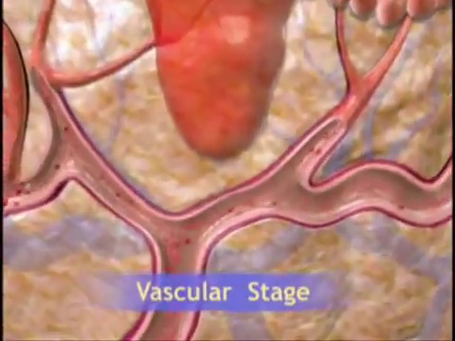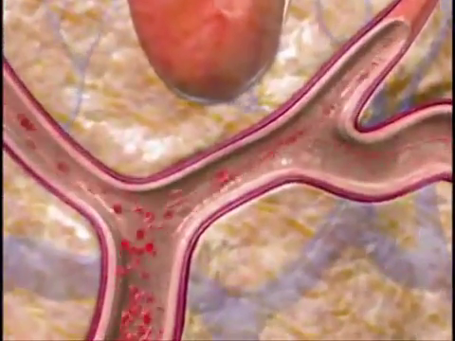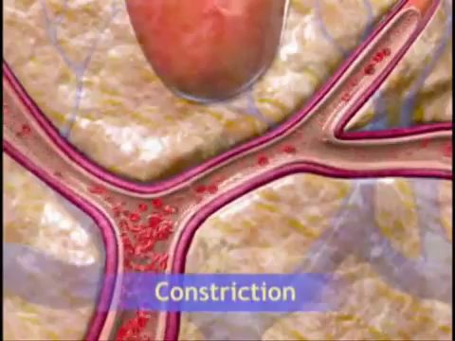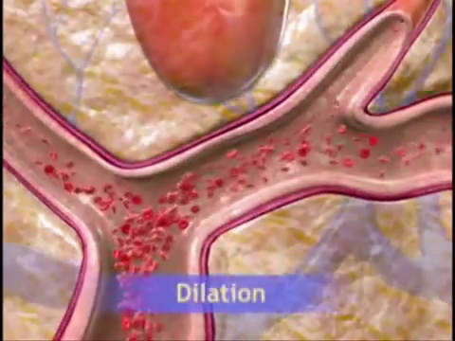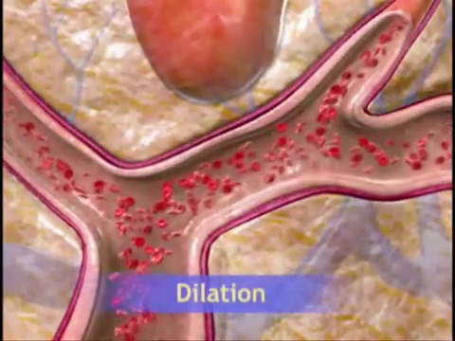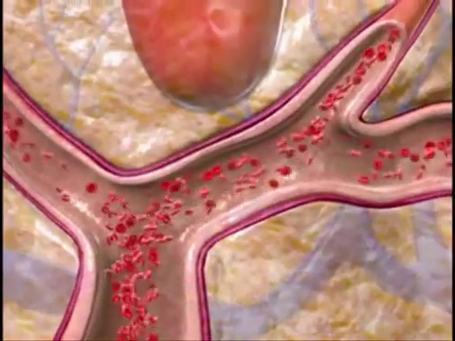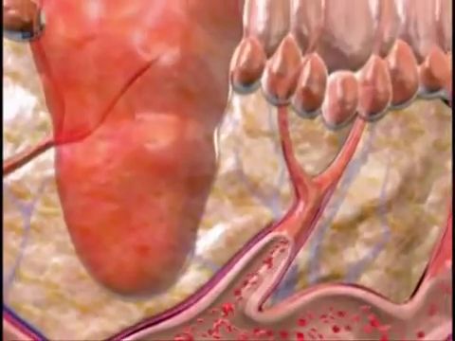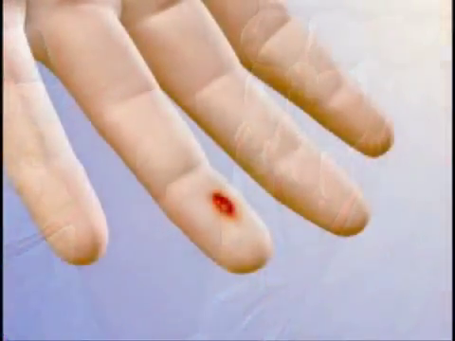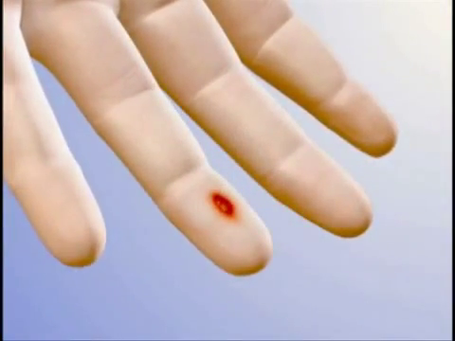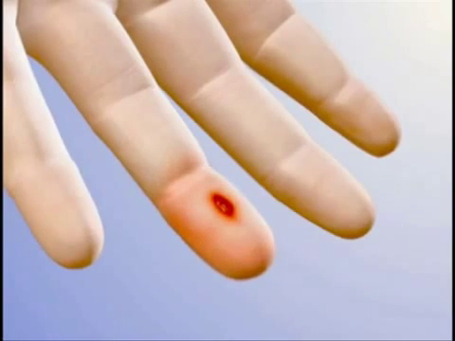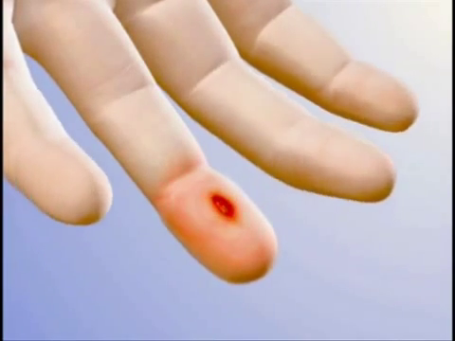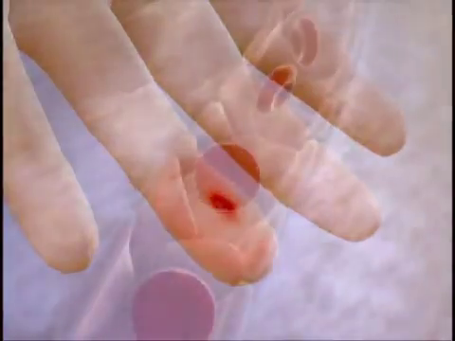In the vascular stage, arterioles and venules near the site of injury constrict briefly, then dilate. Dilation promotes congestion, while an accompanying increase in capillary permeability leads to the movement of fluid into the affected tissue, resulting in the 5 classic signs of inflammation: redness, swelling, heat, pain, and loss of function.